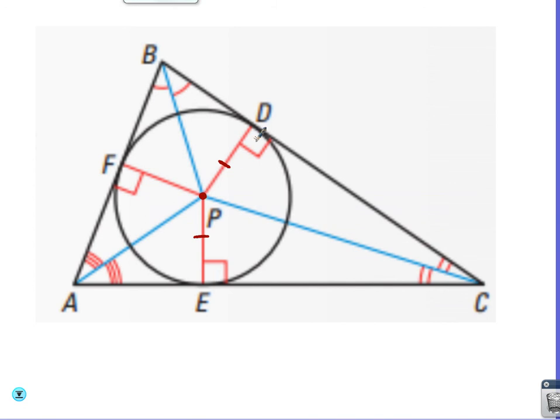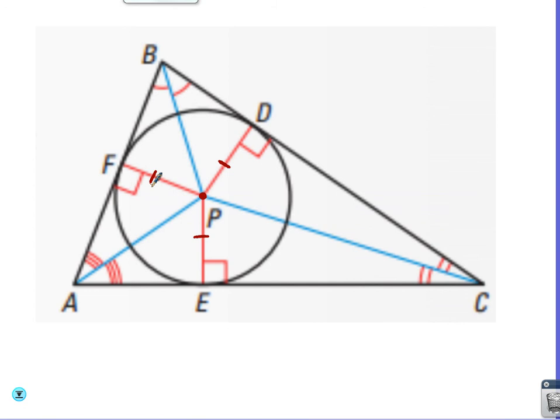But go a step further. B is also an angle bisector. All three of these blue lines are angle bisectors. If a point lies on an angle bisector, it's the same distance from one side of the angle as it is from the other side. So what I've marked, those three red lines, are the same distance from the sides of the angles, or the same distance from the sides of the triangle.